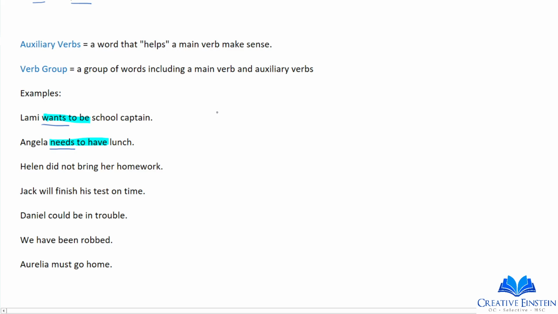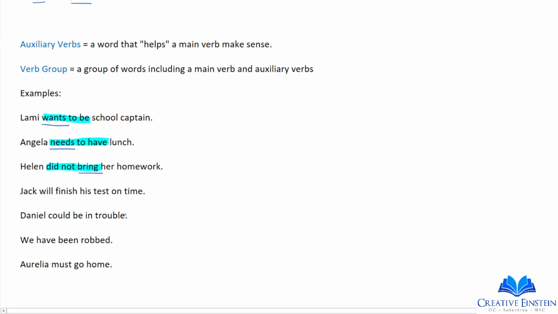Let's look at the next example. Helen did not bring her homework. So the main verb there is bring. Helen did not bring her homework. So did not is the auxiliary, which means did not bring is our verb group.